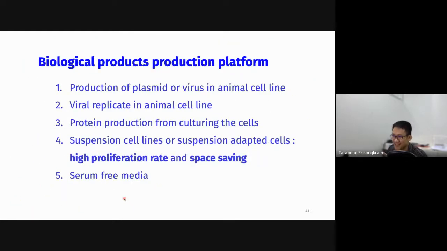And yes, I forgot to mention that the cell line or the continuous cell line needs to be used in the biological product, because it promotes a high proliferation rate and it does not die, because the immortal cell does not die, right? So it promotes high proliferation rate. And if we use the suspension, it will give us a space saving.